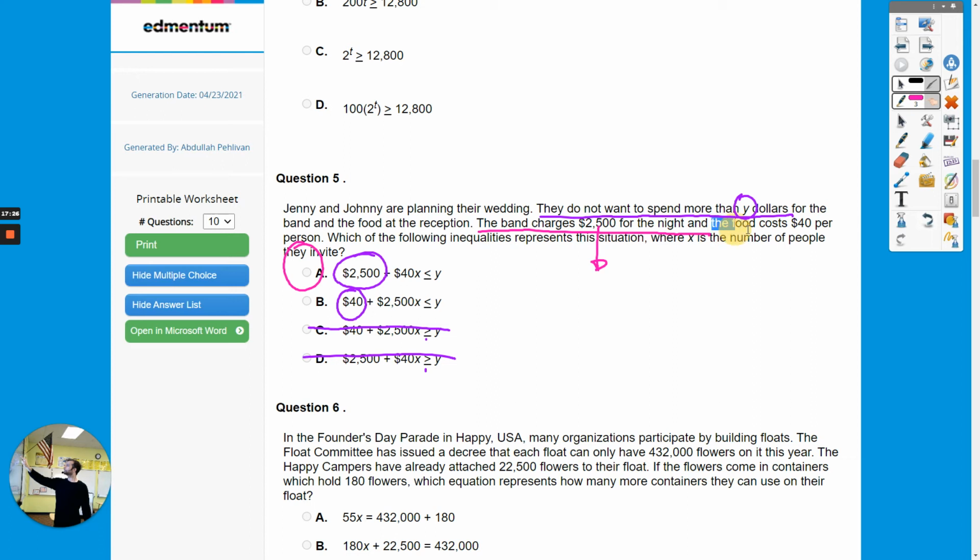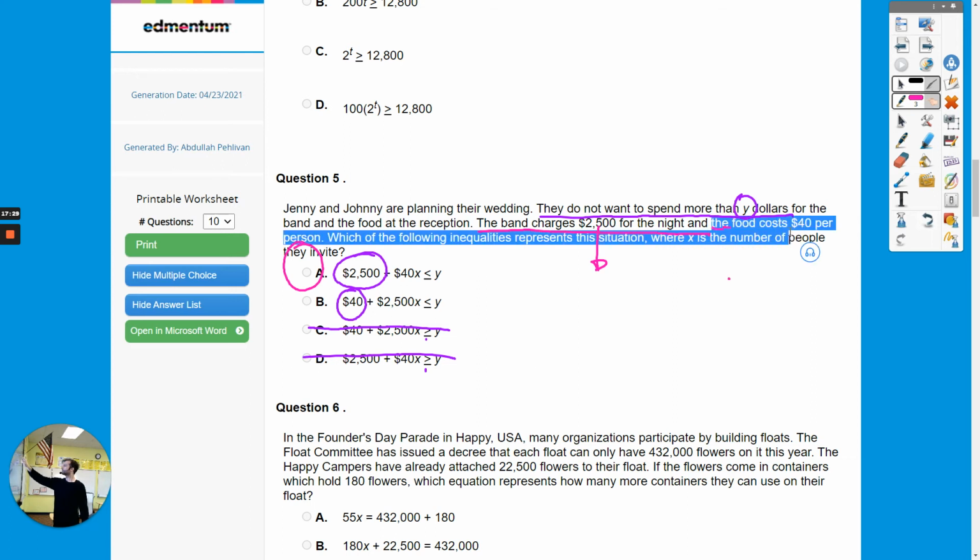So, and the cost, let's see how much it costs. $40 per person. So $40 per person. The variable doesn't matter. It could be P, it could be X, but there is going to be a variable representing the number of persons.